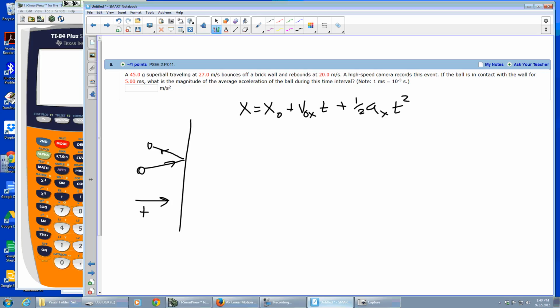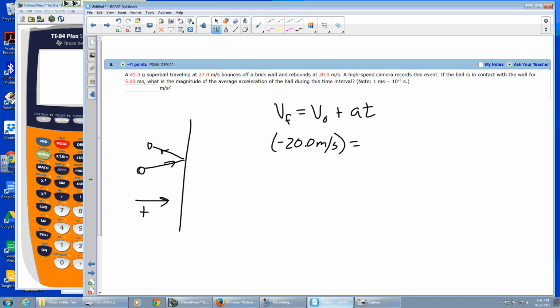Actually, we're not going to use this because we don't know about distance. Excuse me on that one. We're going to use that v final equals v naught plus a t. And our v final is going to be negative 20 meters per second. Our v initial is going to be 27.0 meters per second. Our a, we don't know.